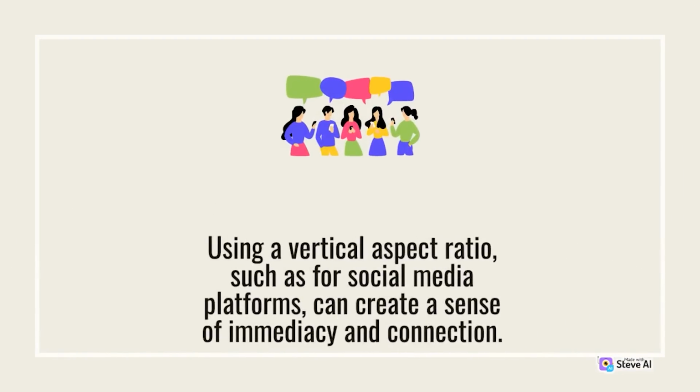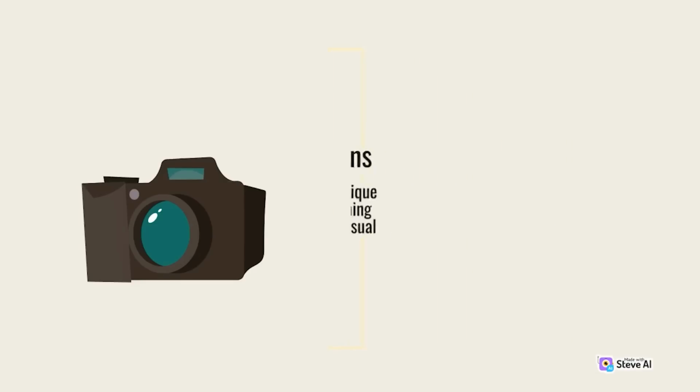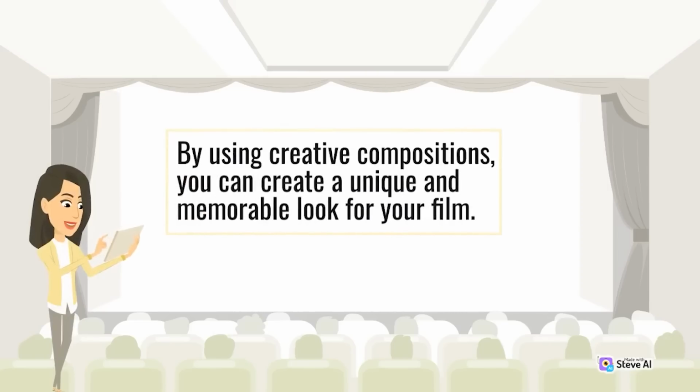Using a vertical aspect ratio, such as for social media platforms, can create a sense of immediacy and connection. Creative compositions. Creative compositions involve using unique and unconventional framing or positioning of the camera to create a distinctive visual style. By using creative compositions, you can create a unique and memorable look for your film.